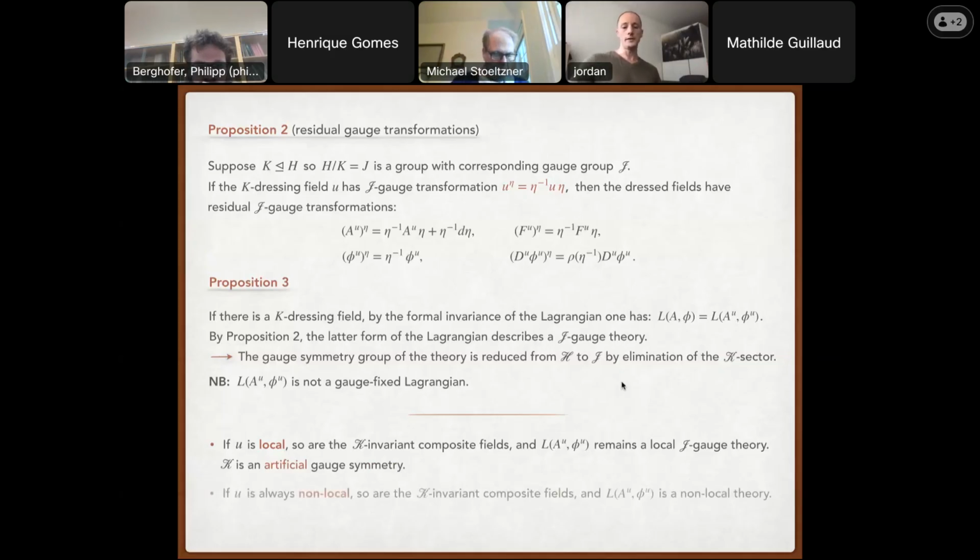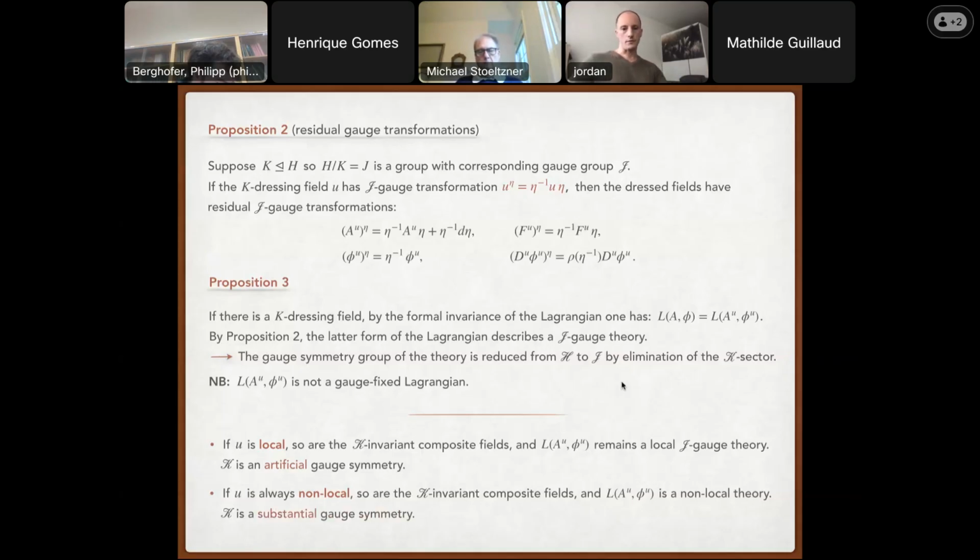On the other hand, if the dressing fields that you manage to build or to find are always non-local, so will be the dressed composite fields, right? And so will be the theory that you rewrite in terms of those elementary dressed variables. And so in that case, I would argue that the gauge symmetry is substantial. Right? That would be a way to operationally apply the criterion to a theory.